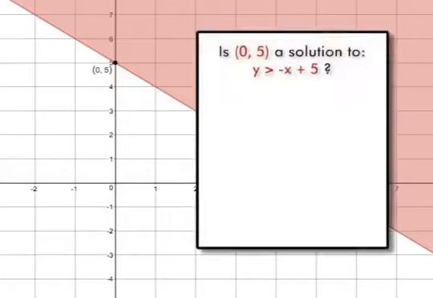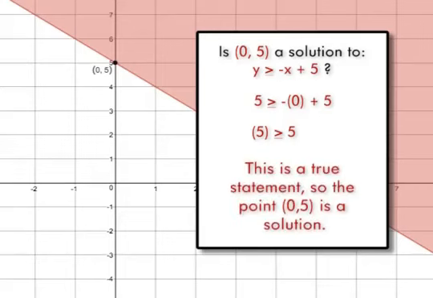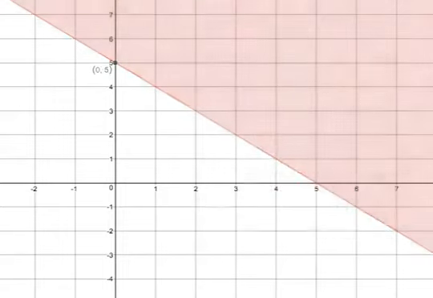Algebraically, substituting in the 0 for x and the 5 for y, I see that on the right-hand side I would get negative 0 plus 5, which is 5, giving me the statement 5 is greater than or equal to 5. Well, that's true. 5 is equal to 5, and so this expression comes out to be true, and 0, 5 is in fact a solution.